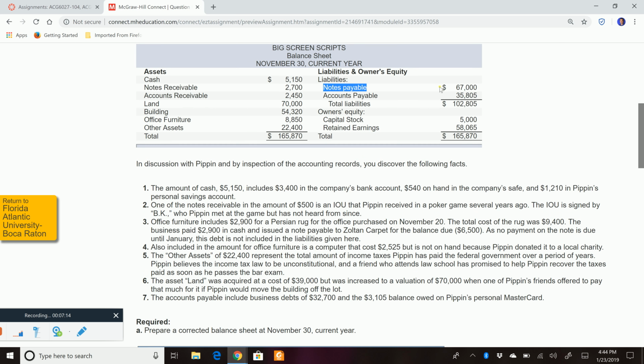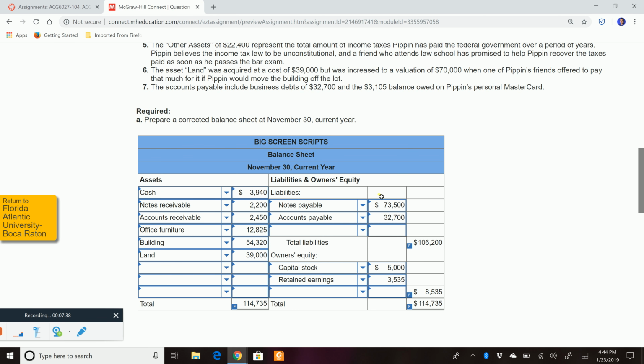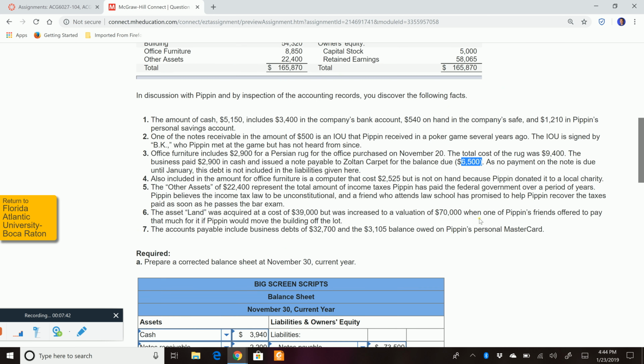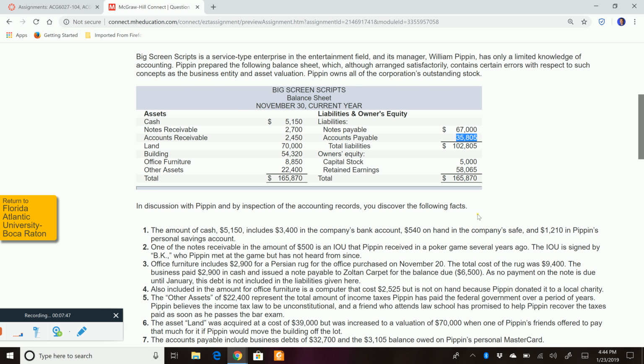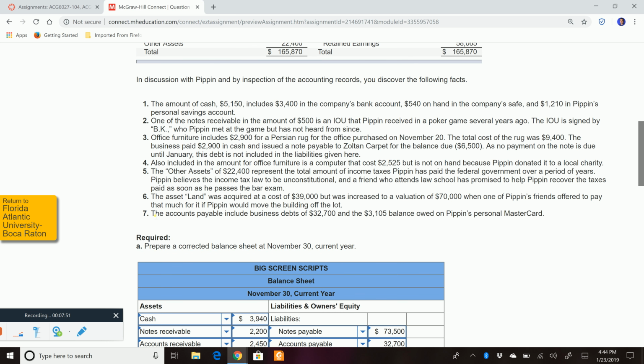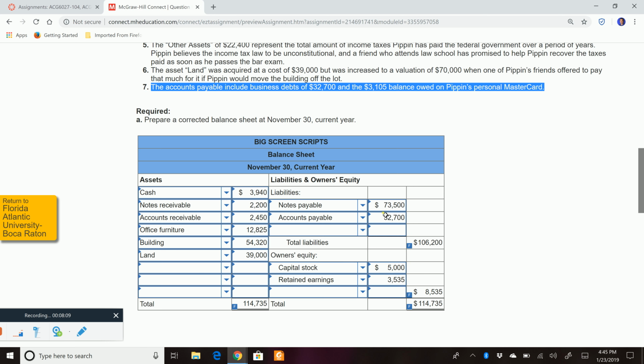Now on the liability side, we see a notes payable of $67,000. But as we mentioned way back here in number 3, do you guys remember? There was a $6,500 note to the carpet company that we did not recognize. So the $67,000 should be increased by $6,500. And the new updated number is $73,500. And next, accounts payable, originally stated at $35,805. And last but not least, number 7 tells us the accounts payable includes business debts of $32,700 and $3,105 balance owed on Pippin's personal MasterCard. Well, from here you can see the valid business debt is only $32,700, so we will reduce that amount as appropriate. That gives us total liabilities of $106,200.